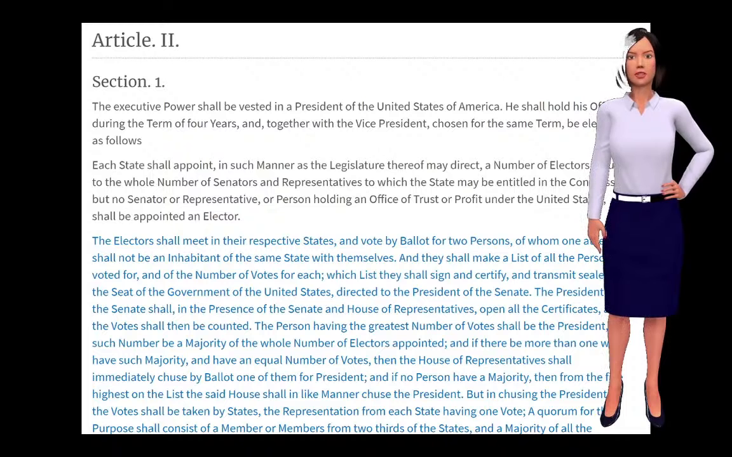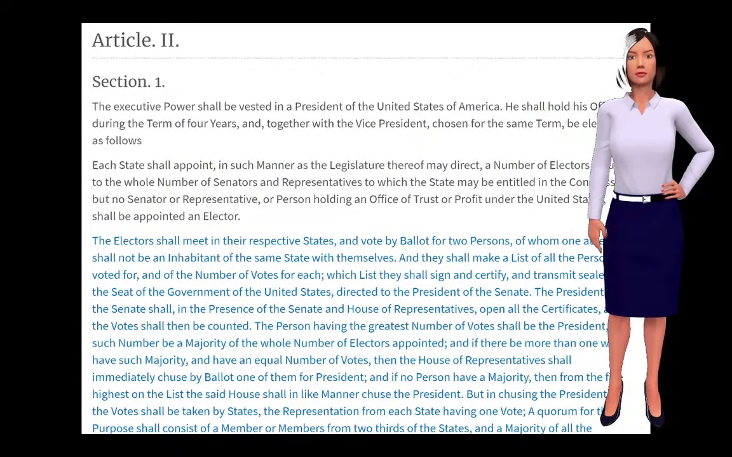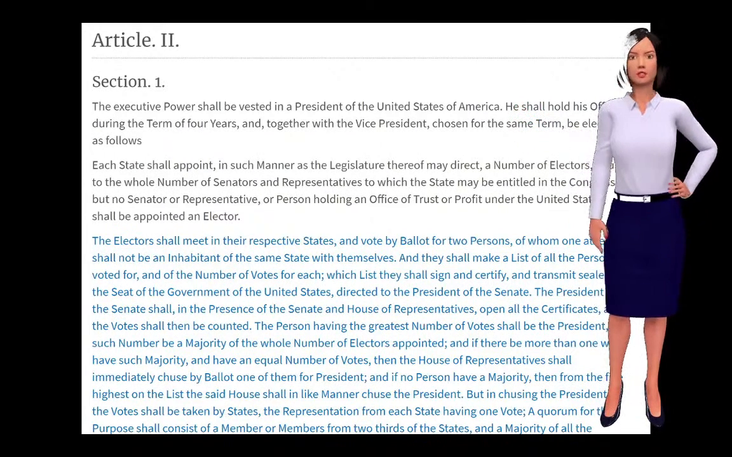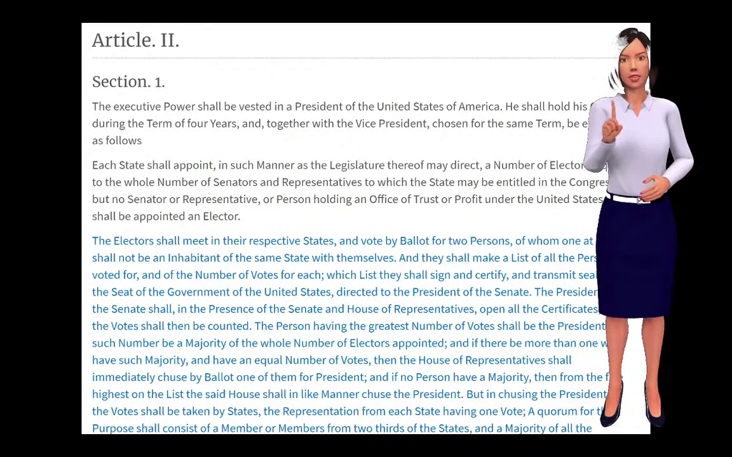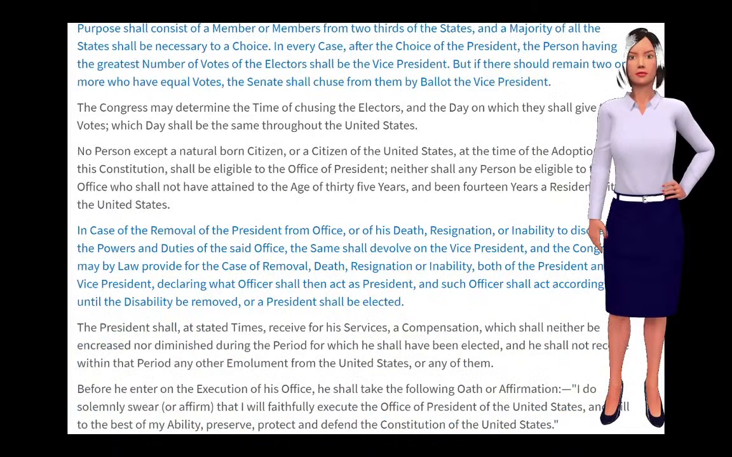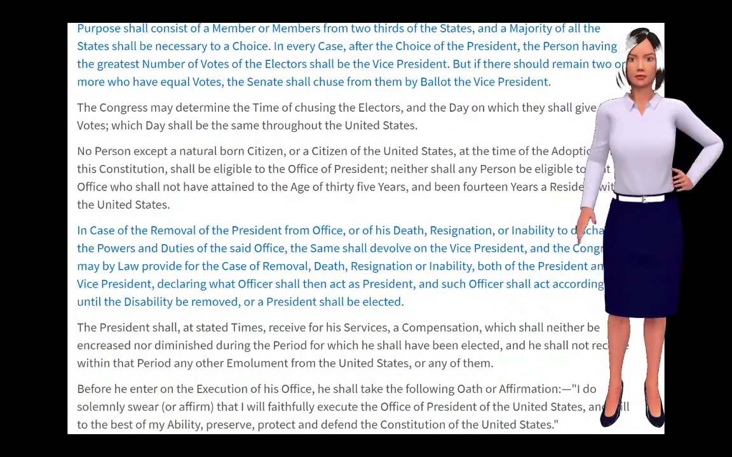The second clause states that each state shall appoint a number of electors equal to the number of senators and representatives in Congress, with senators and representatives being forbidden to be an elector. The third clause, which gives specifics about the electors, has been superseded by the 12th Amendment, which we will focus on in a later lesson. The fourth clause gives Congress the power to determine the time to choose the electors.